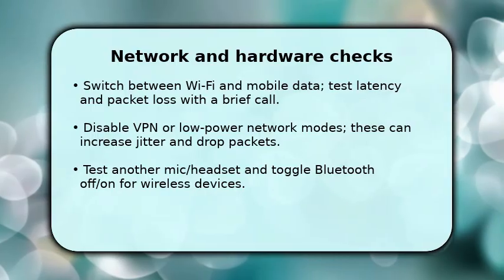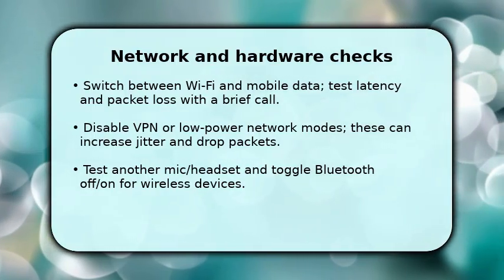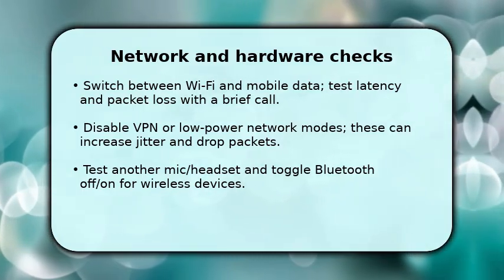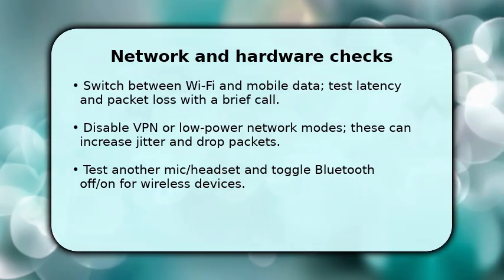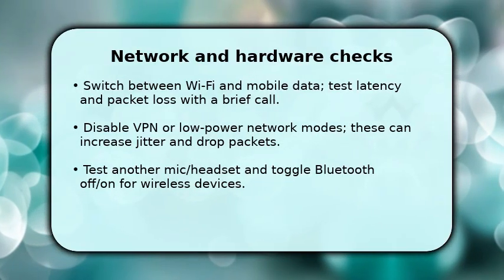Now you diagnose network and hardware interactions. Switch from Wi-Fi to mobile data or vice versa to see if latency or packet loss is the culprit, because poor networks cause choppy audio. Once done, disable VPNs and any low power or battery saver profiles that throttle background data.